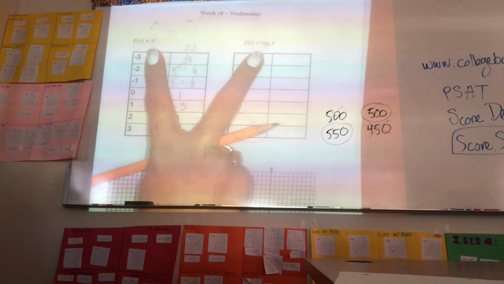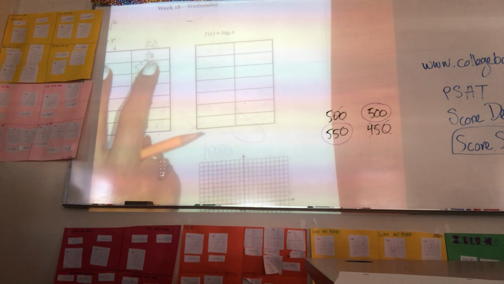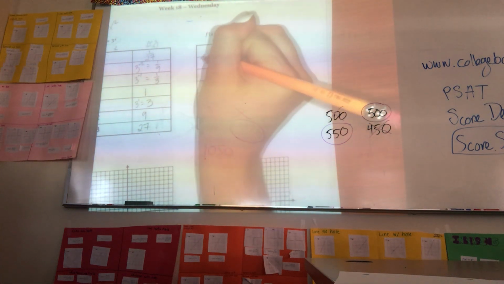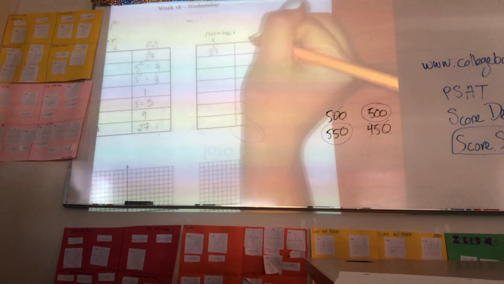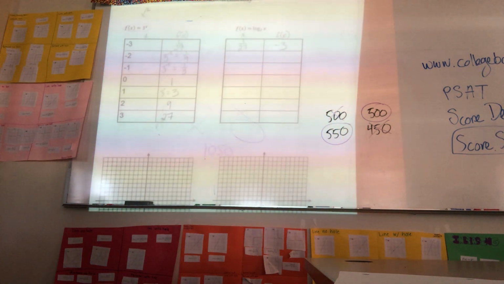The property of inverse functions is you switch the x and the y. So if I'm making a table of log, I take its inverse, it's just the inverse of this. So the x values would be -1, 1/3, 1/9, 1/27, and the f of x values would be -1, -2, -3. So log base 3 of x is the inverse of 3 to the x.